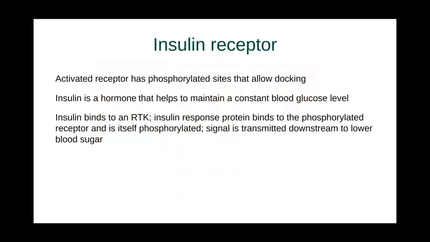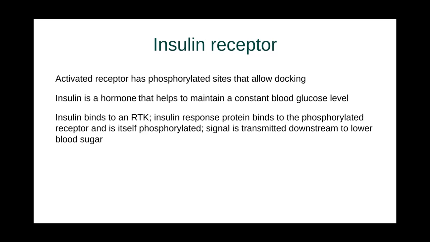And so one pathway we're going to talk about is the insulin receptor. For those of you that, I guess, probably everyone knows at least one person with diabetes. So this one might hit a little bit home for some people, but insulin is an RTK receptor, and so it's basically an activated receptor that has phosphorylated sites that allow for docking. Insulin is a hormone that you guys probably know helps maintain consistent blood glucose levels.